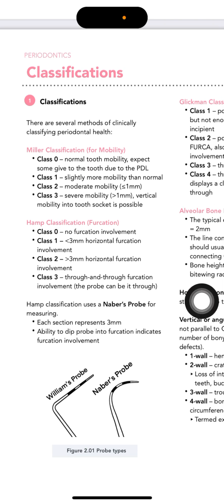Class 1: slightly more mobility than normal. Class 2: moderate mobility, below 1 mm. Class 3: severe mobility, above 1 mm. Vertical mobility into the tooth socket is impossible.